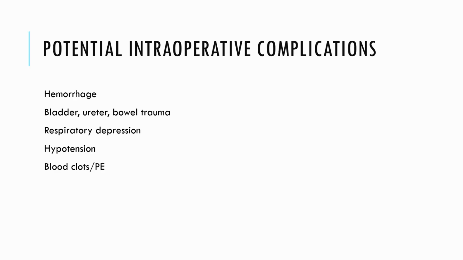Some potential complications that can occur during the surgery in the OR: she could hemorrhage. There could be some trauma to the bladder, the ureter, or the bowel. She could experience respiratory depression and hypotension.